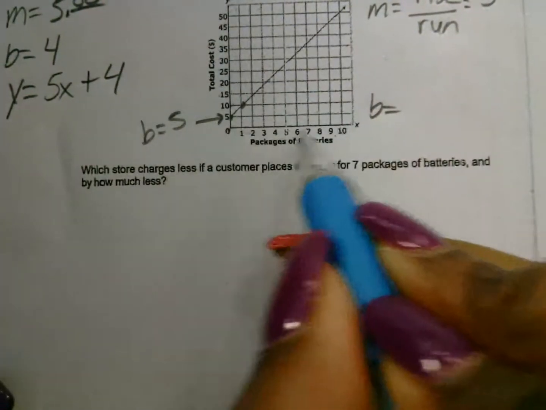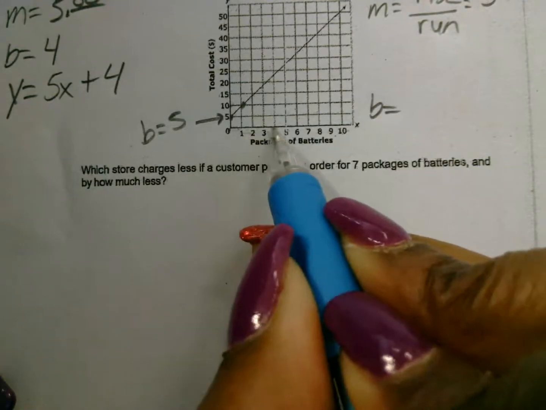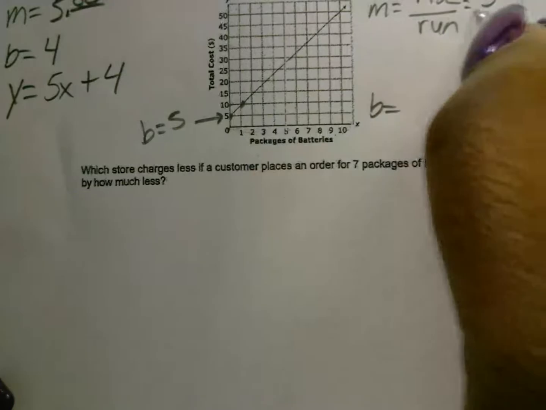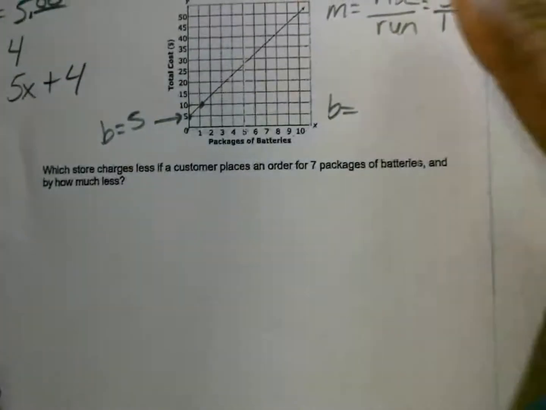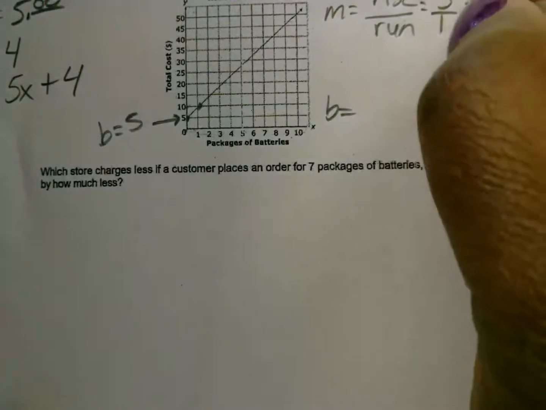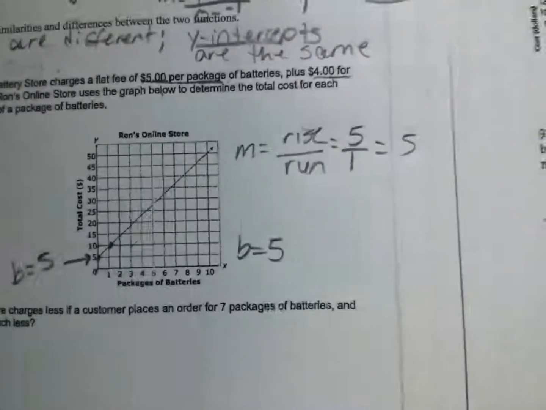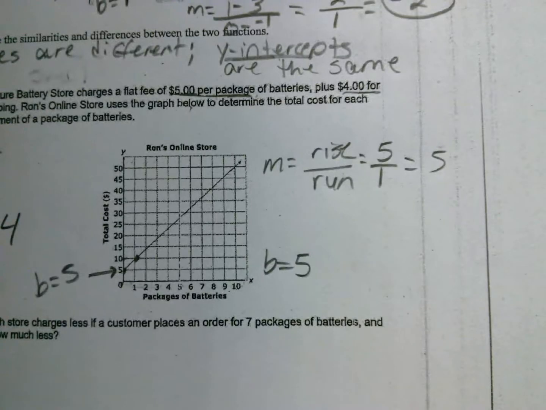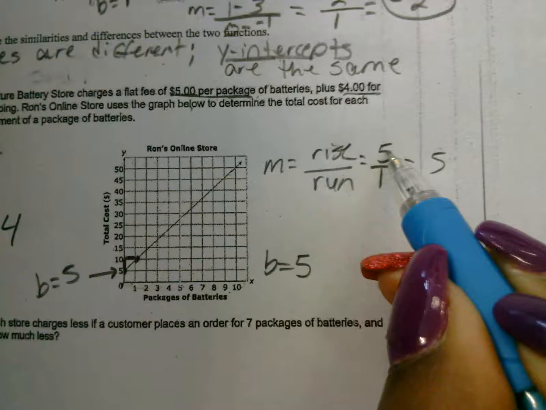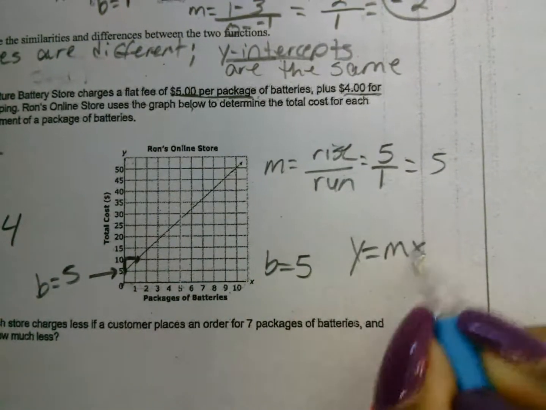What is the x going up by? Look at the x-axis. What is the x increments? 1. So it's going over 1. So it's going to be $5 per package of batteries. So this is going to equal 5. B is 5 and M is 5. How do you write that as an equation? Remember, we're going up 5 if you didn't see it. This is up 5 and over 1. That's how we get 5 over 1. Write this as a linear equation.